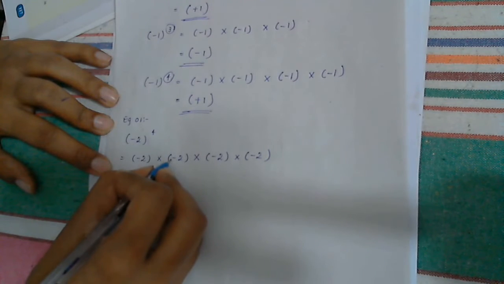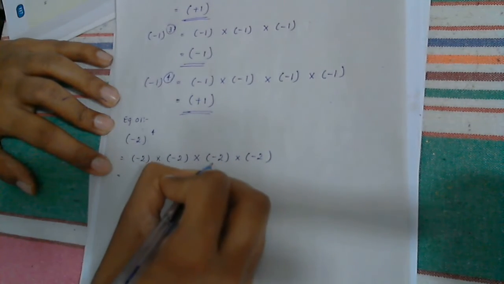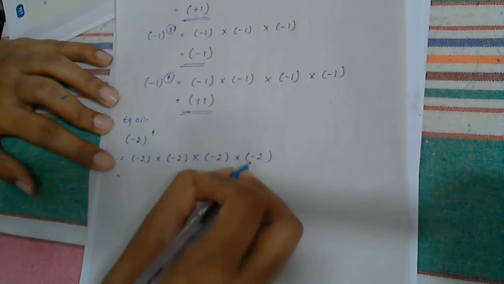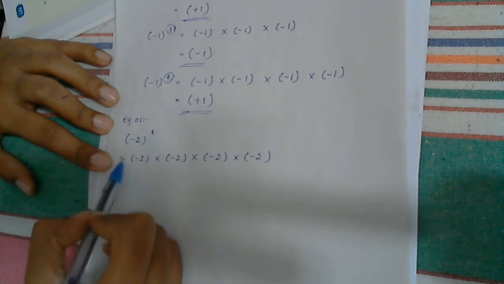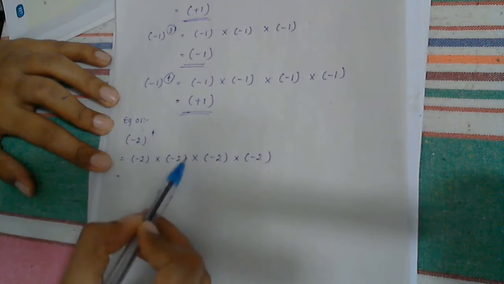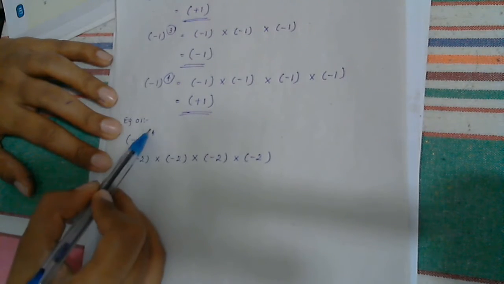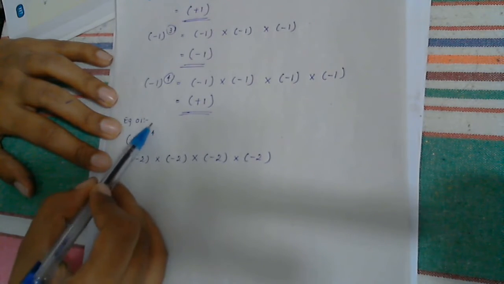Negative into negative, positive. Positive into negative, negative. Negative into positive, positive. Okay, instead of taking this negative positive thing, you can just take that the power is an even one.